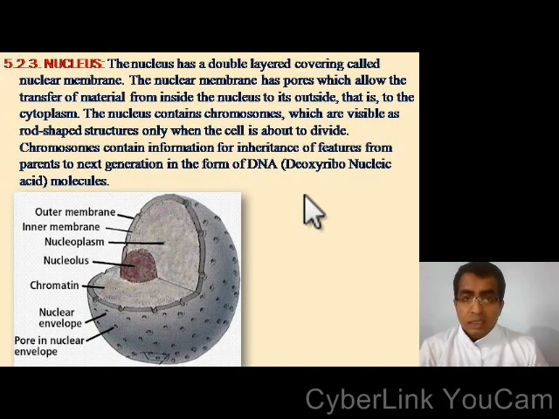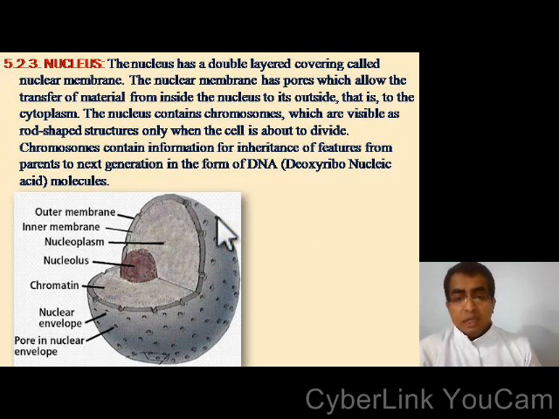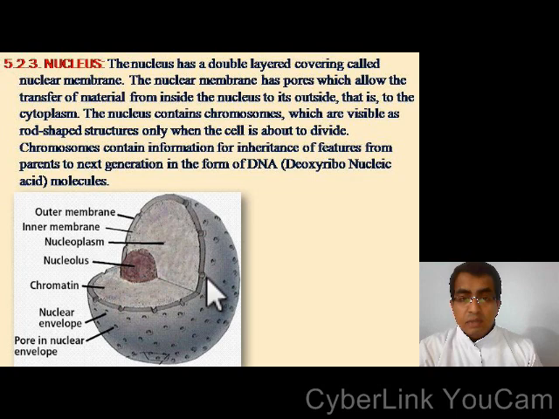Now the nucleus. The nucleus has a double layered covering called the nuclear membrane. You can see the nuclear membrane. The nuclear membrane has pores which allow the transfer of materials from inside the nucleus to its outside, that is, to the cytoplasm. The nucleus is situated at the center of the cell.